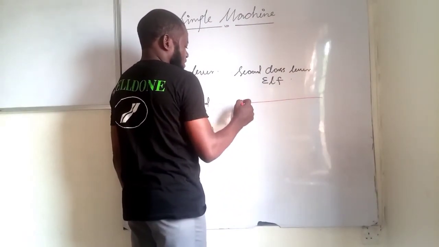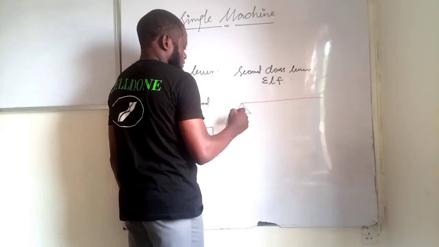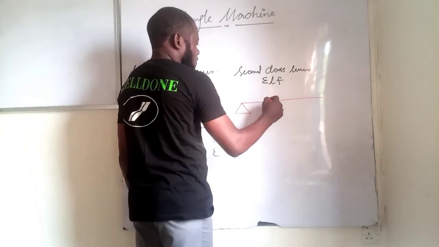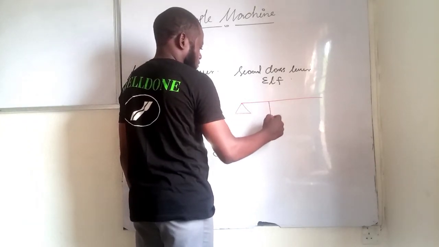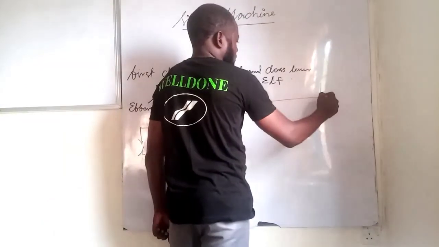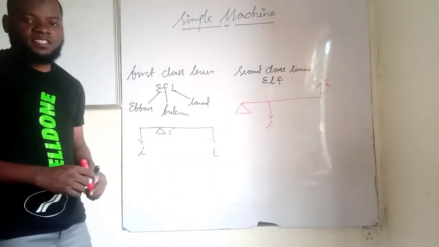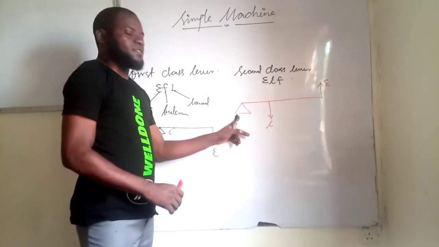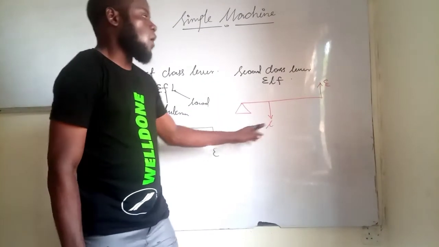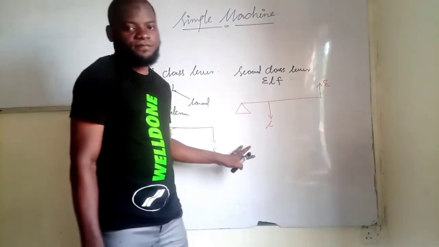So if this is our fulcrum, here we have our load, and here we have our effort. So you can see that the load is closer to the fulcrum while the effort is far from it.